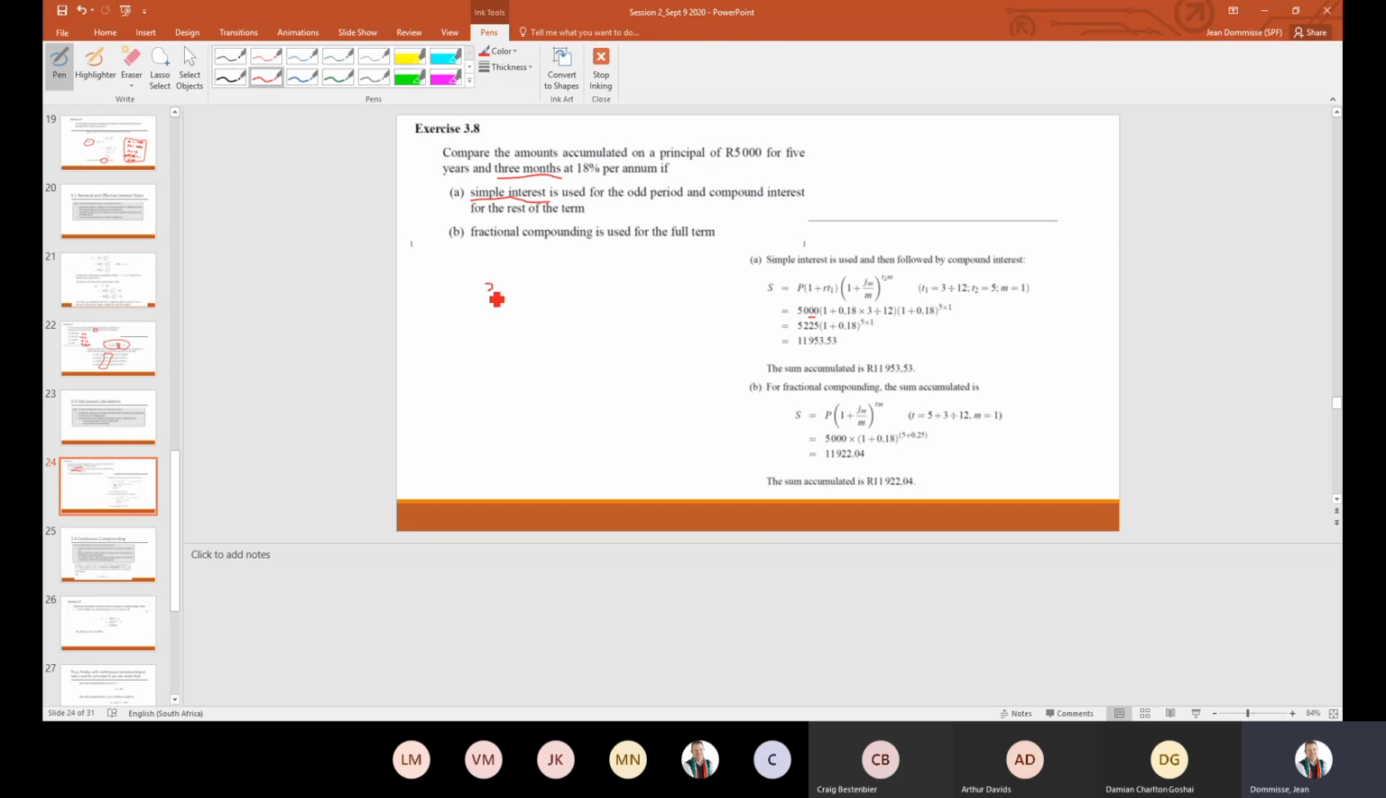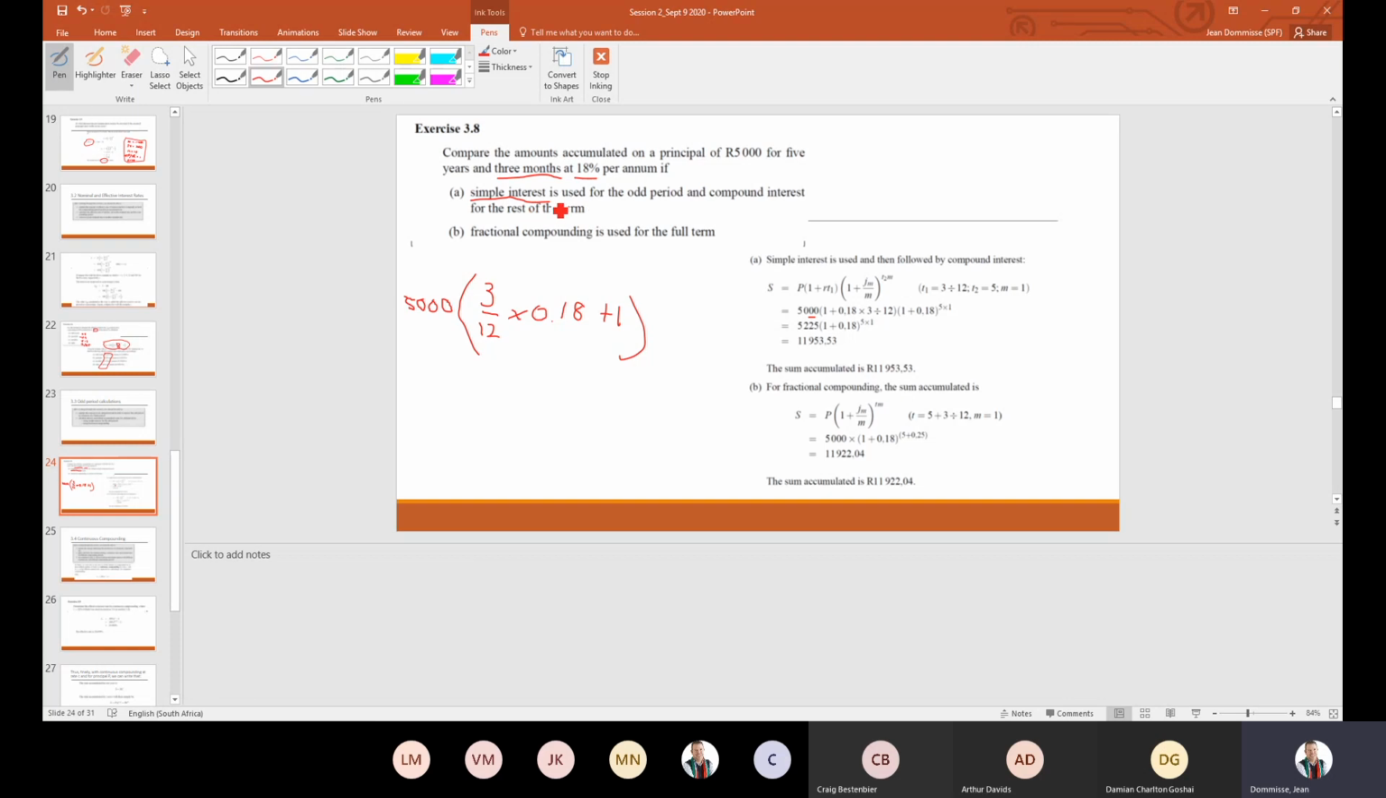So it would be 3/12. So that is why it is the 3 divided by 12. It is that 3 months period. And that you multiply by the 18%. So that was from, if you remember, from a simple interest formula. And that answer we will add to 1. And then that we will multiply by the 5,000. Okay, so that would have given you the first part of that.